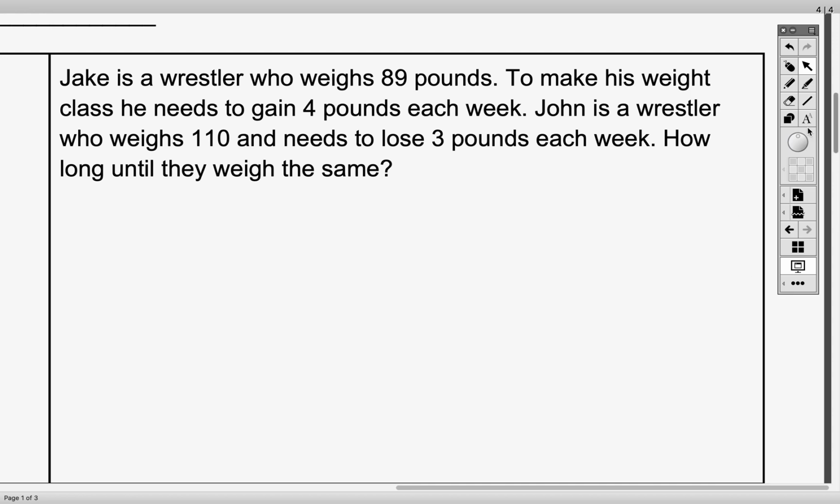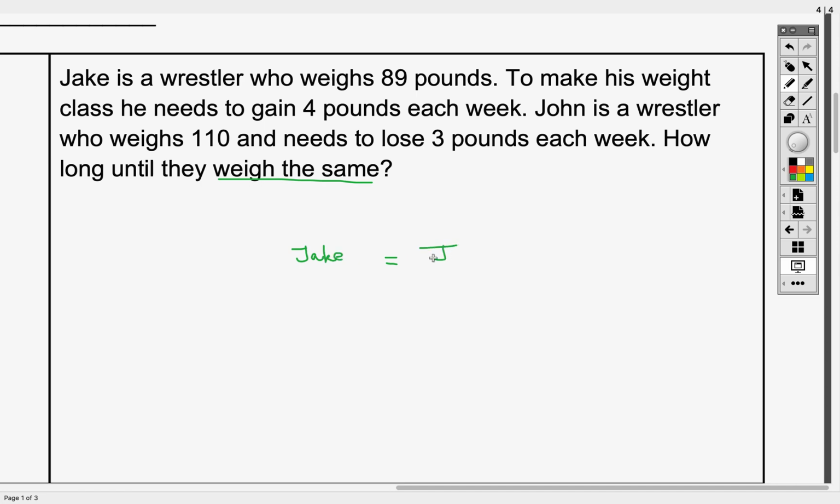Okay, Jake is a wrestler who weighs 89 pounds. To make his weight class, he needs to gain 4 pounds each week. John is a wrestler who weighs 110 pounds and needs to lose 3 pounds each week. How long until they weigh the same? When we see that they're going to weigh the same, we know it is going to be equal. So we're looking for the point at which Jake is going to be equal to John.